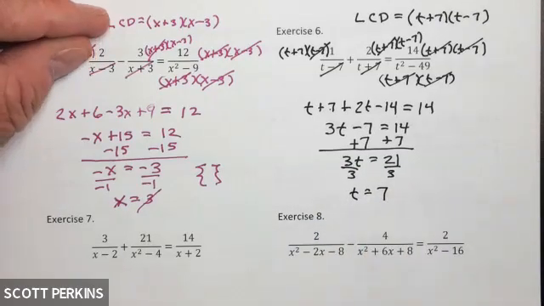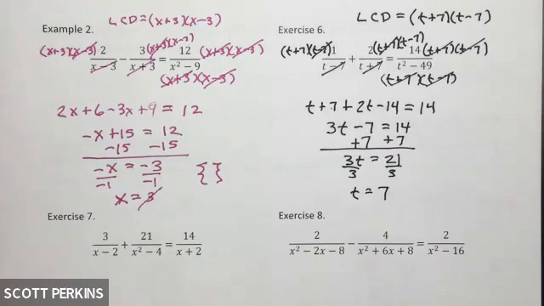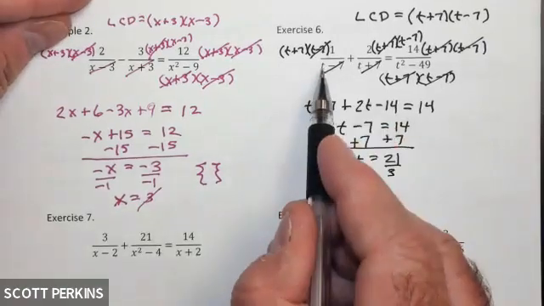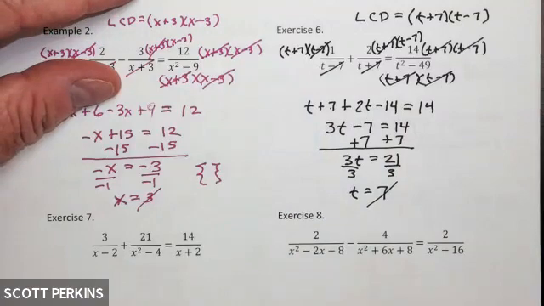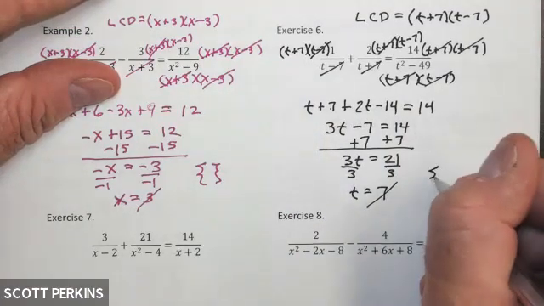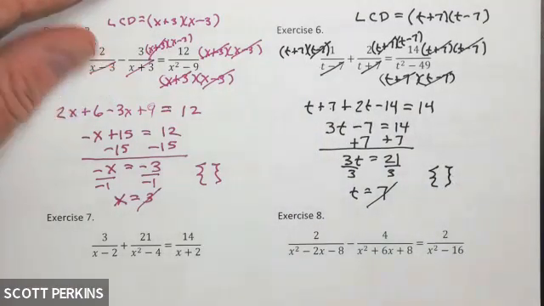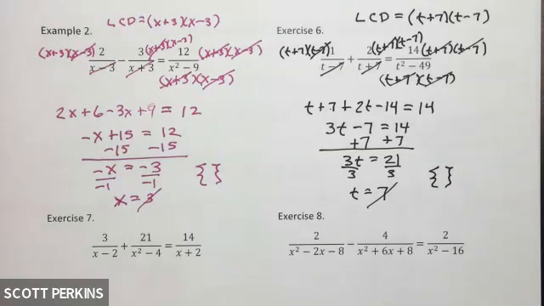Now, once again, just because it's a concept I wanted to reinforce, you did great if you got t equals 7. But what happens here? Yeah, the 7, if I put it right here, 7 minus 7 is 0. So sorry, I have to throw that answer out. And once again, we have the solution set of the empty set. There is no solution to the rational equation.